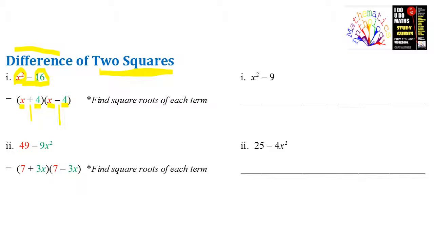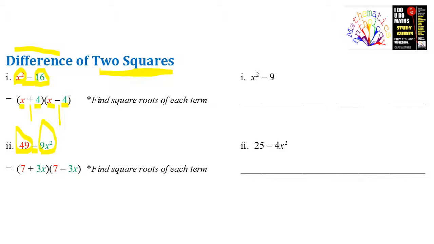We can look at the second example here, 49 minus 9x squared. So we need to ask ourselves, is this difference of two squares, yes or no? We definitely have the difference here, which is the minus sign. That's right. Now we need to check whether these two terms are square terms. So 49 is a square term because 7 squared is 49. Is 9x squared a squared term? Remember that everything needs to be squarable. So 9 is 3 squared, and x squared is actually x times x. So everything here can be squared, so this is difference of two squares.